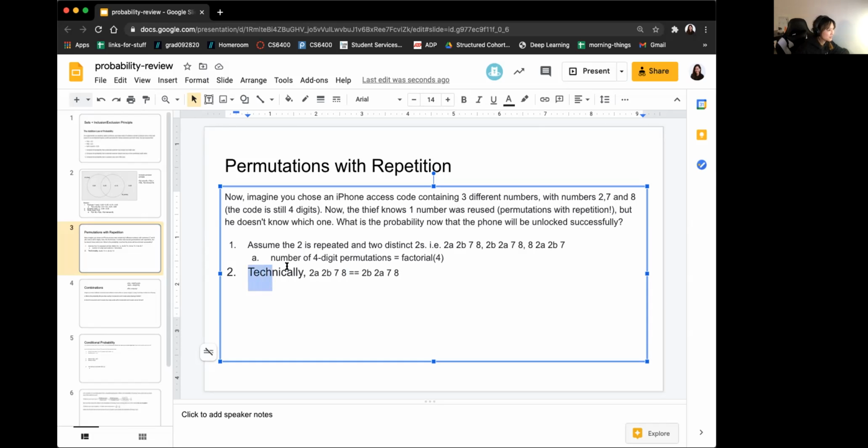Let me actually deal with this font size because I have slight OCD. At 15, okay. There we go. I'll fix it later.